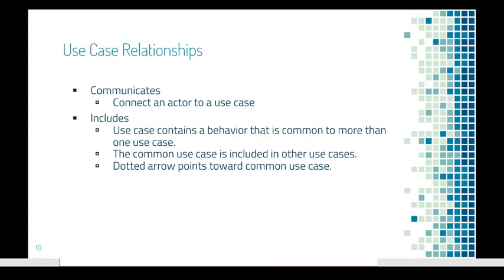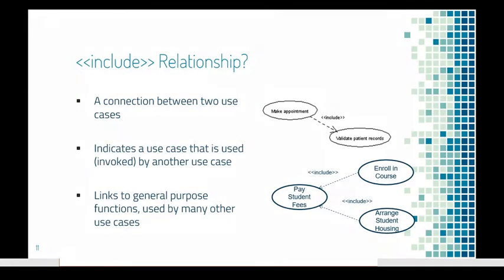The common use case is included in other use cases, and it is represented by the dotted arrow pointing toward the common use case. So here is an example. So again, it is a connection between two use cases. It indicates a use case that is used by another use case, and it links to general purpose functions used by many other use cases. So for example, to be able to do the make appointment use case for a specific actor, validate patient records should be included.